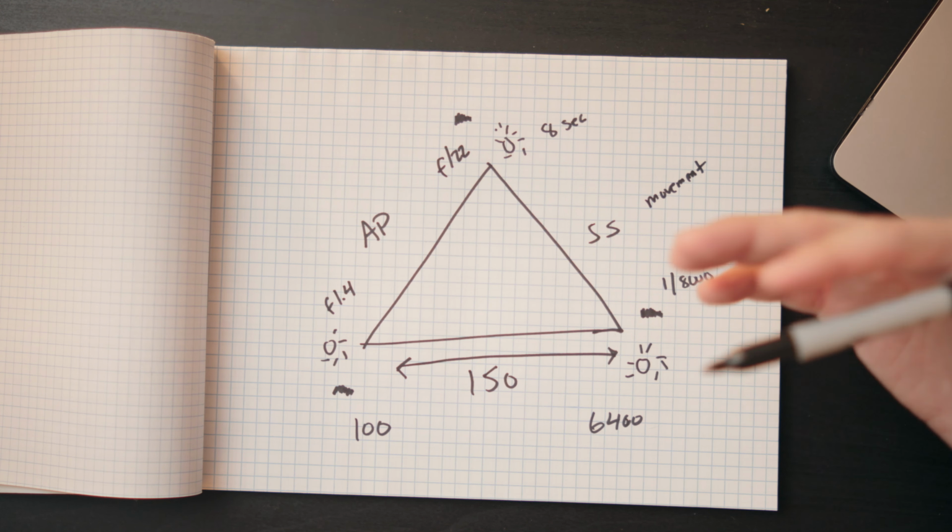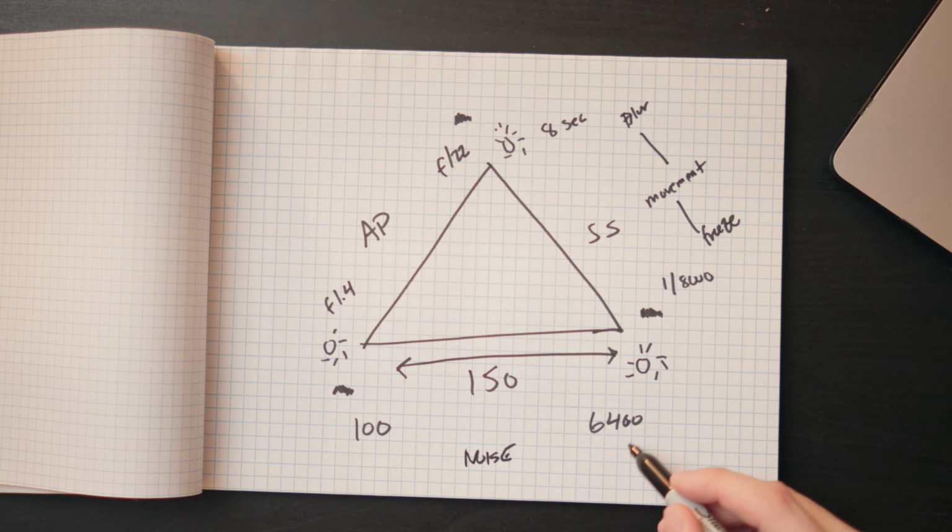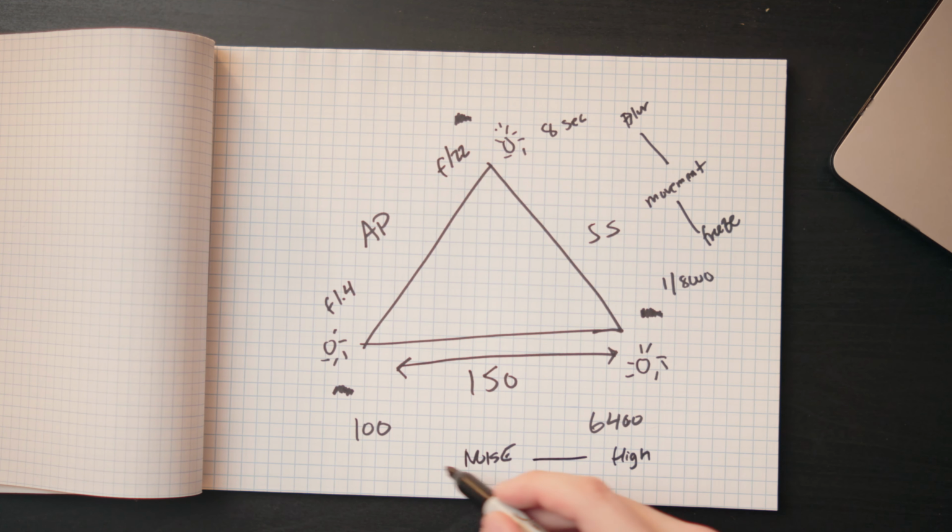ISO, your trade-off is going to be noise. Okay, up here at 6400 is going to give you a high amount of noise in your image, and down here it's going to give you a low amount of noise in your image, especially at ISO 100.